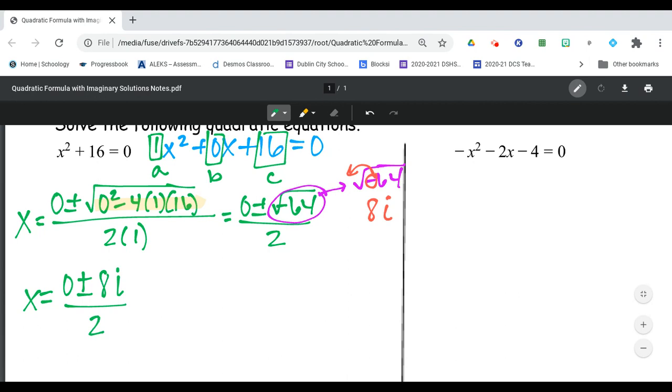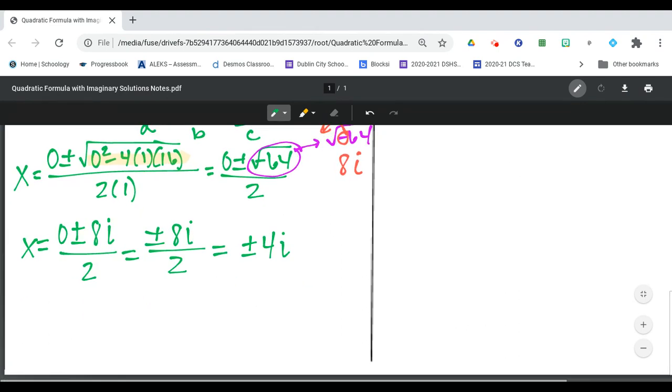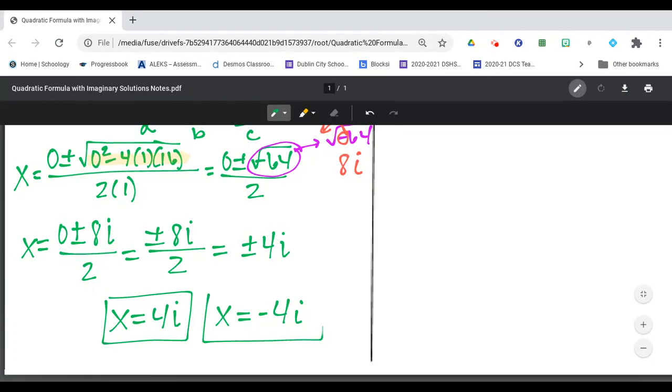So when I simplify this, I would get x equals 0 plus or minus 8i over 2. Or 0 plus or minus 8i would just be plus or minus 8i over 2, which simplifies down into plus or minus 4i if I divide those. So my two solutions here would be positive 4i and negative 4i, which once again are imaginary. You would not see those values where your parabola crosses the x-axis.